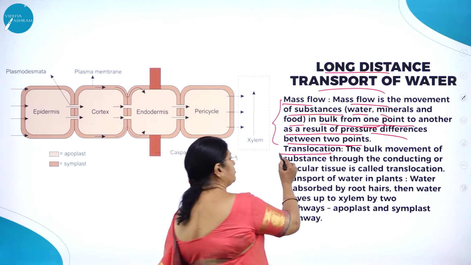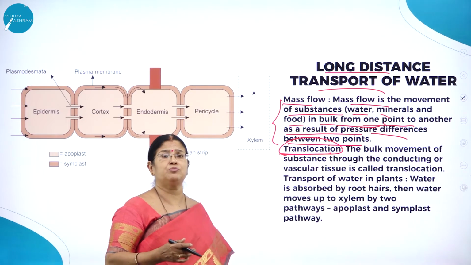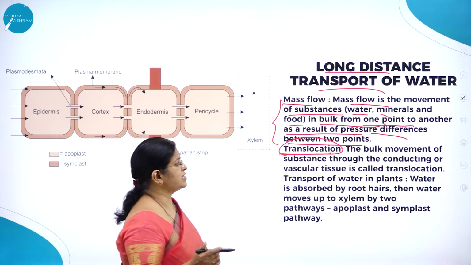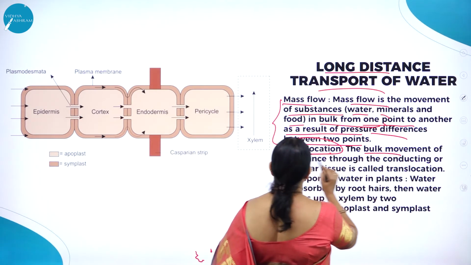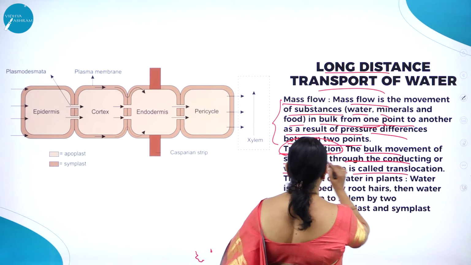So this is one more word which we are almost familiar with, translocation. Now, what do you mean by translocation? Movement or conduction from one point to another point. So what is translocation? The bulk movement of substance through the conducting or vascular tissue is called translocation.